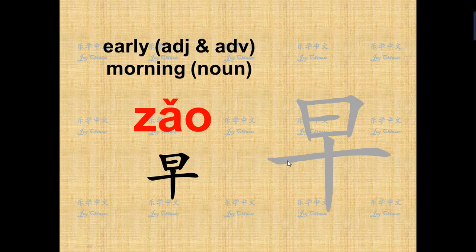Let's see how we write it. We know how to write 日, right? It starts from this vertical stroke, then the horizontal one, and the last one closes. This is the 日 we learned previously. The next one is the cross. We start with the horizontal and then the vertical stroke. 早.